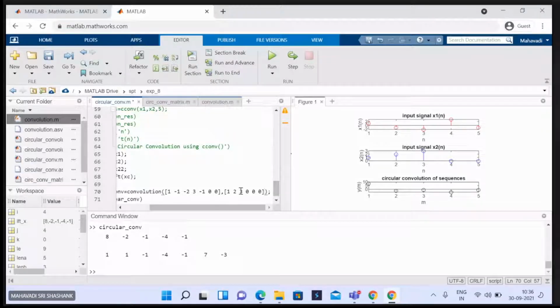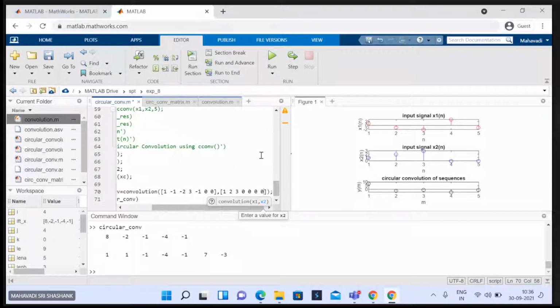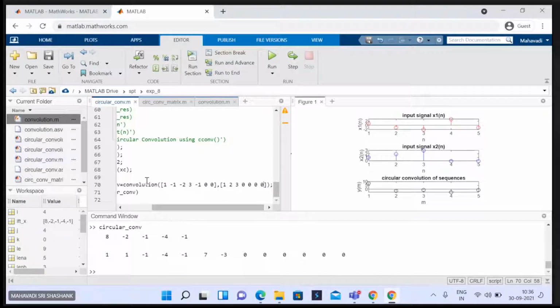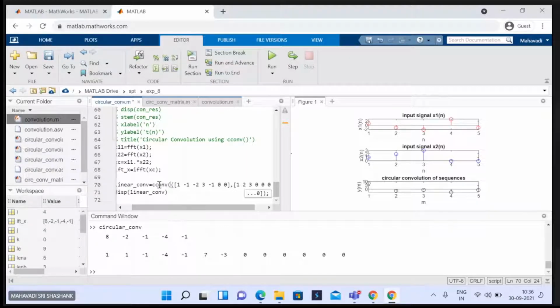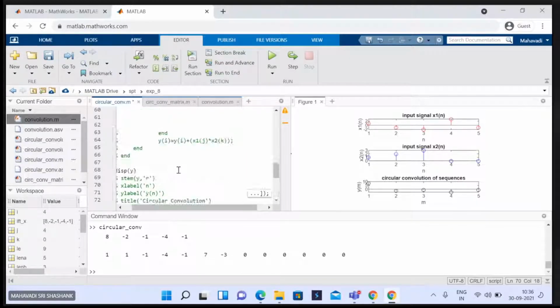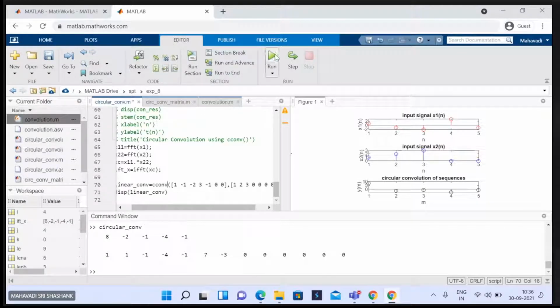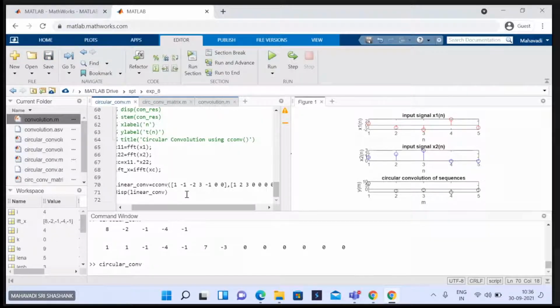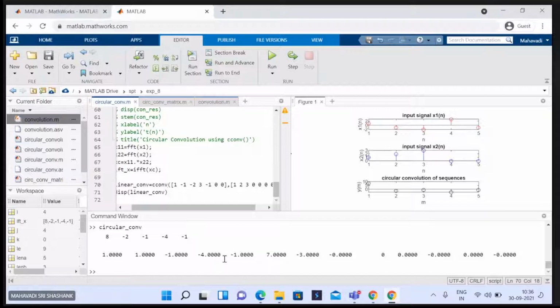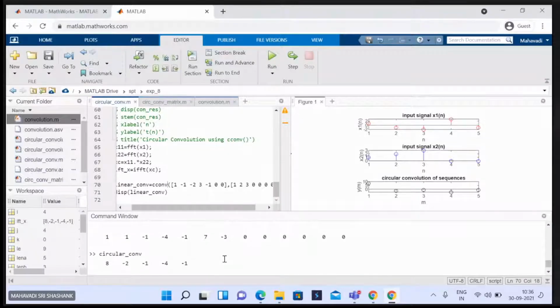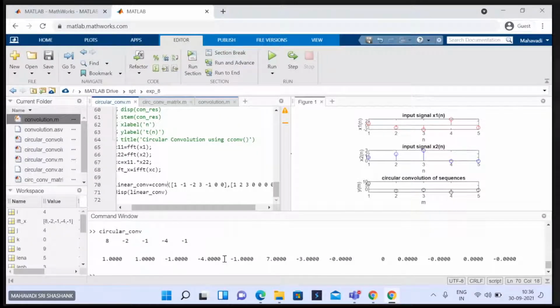Yes, sir. That's what I was trying to say. And the second one, how many do you need? 4. Yeah, 4. Now use the circular convolution, not the linear. Okay, sir, 1 minute. Use the circular convolution. Sir, I have made it here, but I am just writing it down here. Okay. Oh, yes, sir. It is showing us the convolution of 2 sequences.